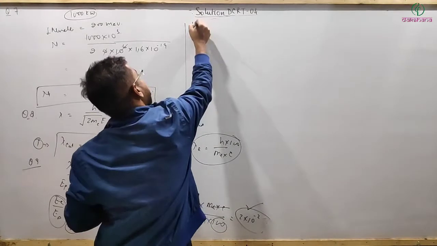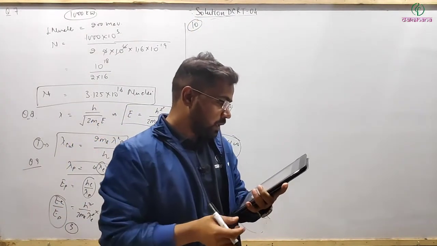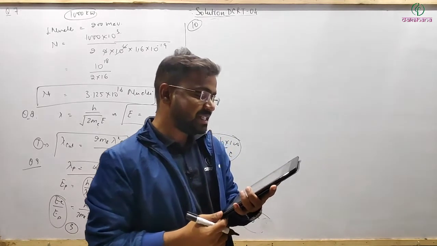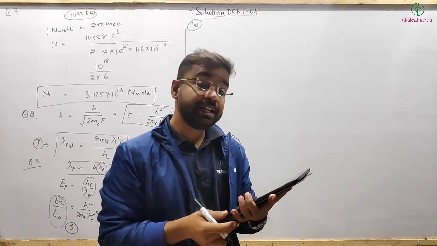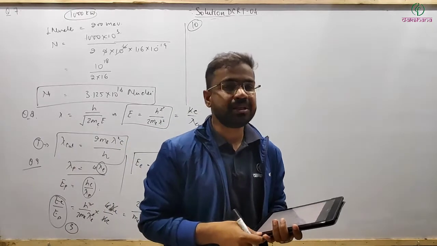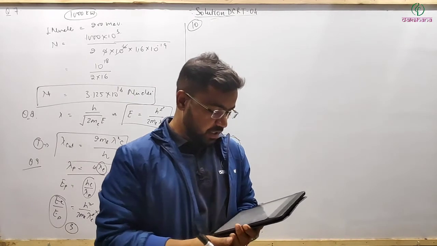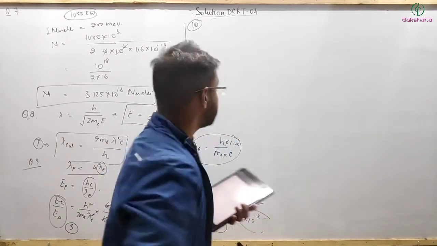Next, question number 10. The photoelectric effect in a metal, the graph of stopping potential V0 versus the frequency of the incident radiation is shown in the figure. The work function of the metal: what is the work function? It is where the stopping potential becomes 0, basically, and that is becoming 0 at 4 into 10 to the power 15 hertz. So the frequency is given, then work function is equal to what?